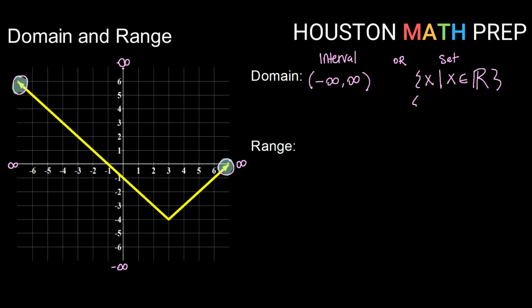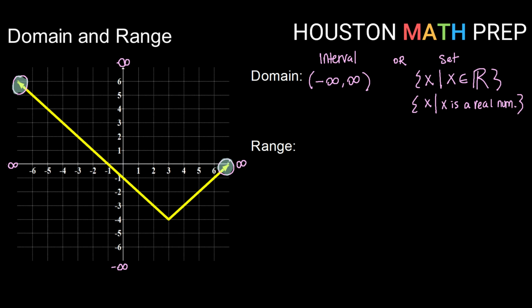You might also just write that in words. So you might say x such that x is a real number. And I'm going to abbreviate number just for space. Okay, so we can get any x value and we've got different ways that we can write that.